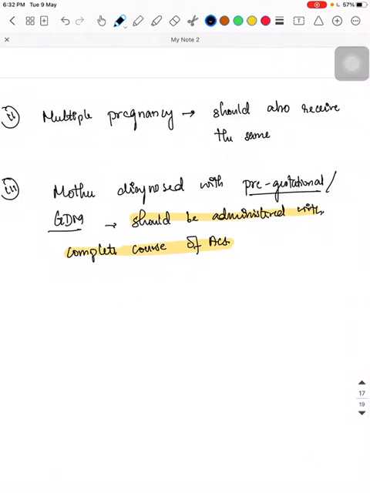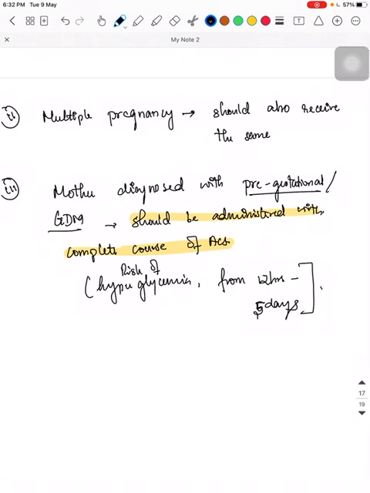There can be a risk of hyperglycemia from 12 hours to 5 days post dose. So they should be monitored with the blood glucose level. So they can have hyperglycemia. So there is a risk of hyperglycemia from 12 hours to 5 days post dose. So they should be monitored for the blood glucose level.